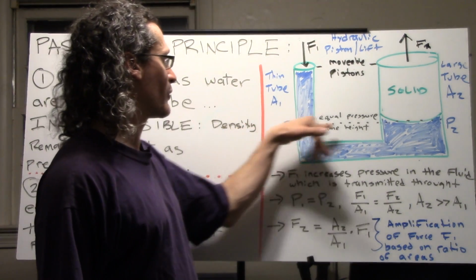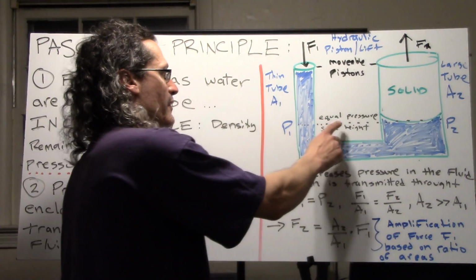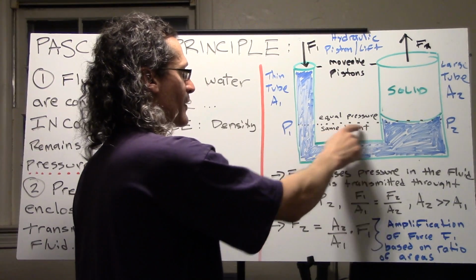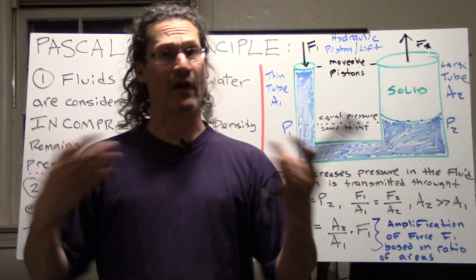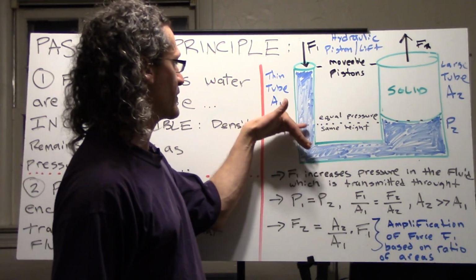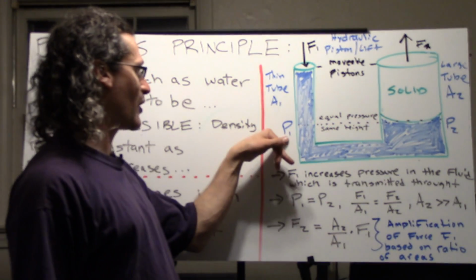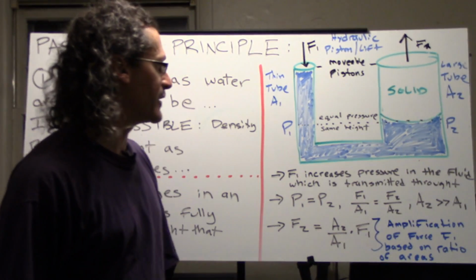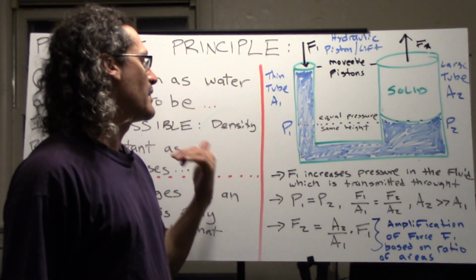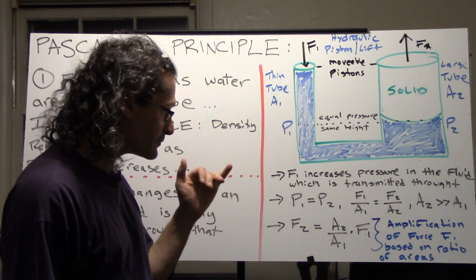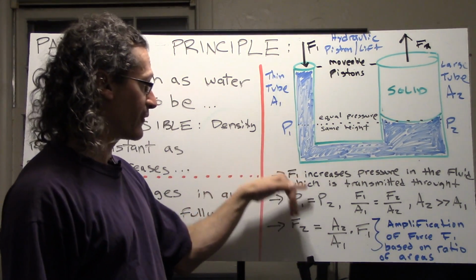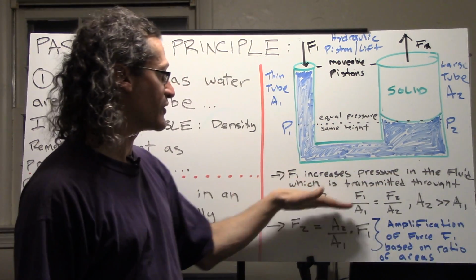Now, over here, where I've got this dotted line, there's equal pressure at the same height, because of course, rho g h, if the height is the same, you've got the same pressure in the fluid, because the fluid is here and the fluid is here. Okay, so this we'll call P1 and this is called P2. All right, so now what happens is that F1 presses downwards. And F1 will therefore increase the pressure in the fluid, which is transmitted throughout.